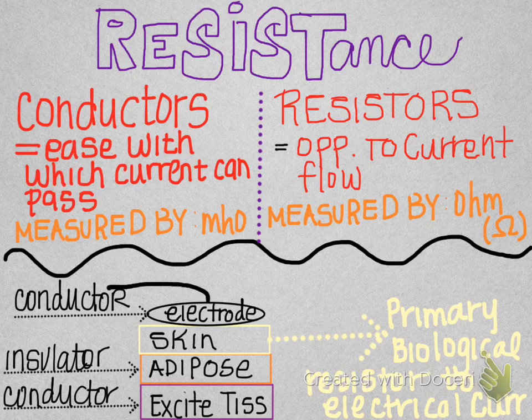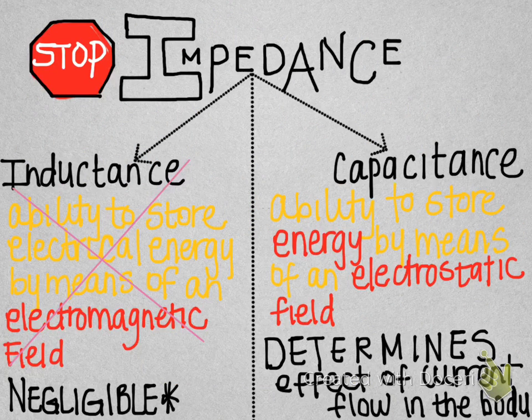So we just talked about resistance, which, as you will recall, is either the ease with which current can pass or the opposition to current flow. Next on our stop is the concept of impedance. With impedance, we have two terms that we really talk about, one of which we spend a lot more time on: inductance and capacitance.